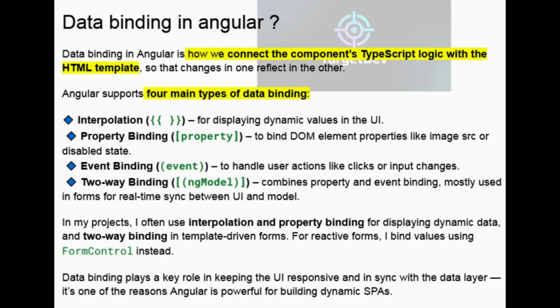In my projects, I often use interpolation and property binding for displaying dynamic data, and two-way binding in template-driven forms. For reactive forms, I bind values using form control instead. Data binding plays a key role in keeping the UI responsive and in sync with the data layer. It is one of the reasons Angular is powerful for building dynamic single page applications.